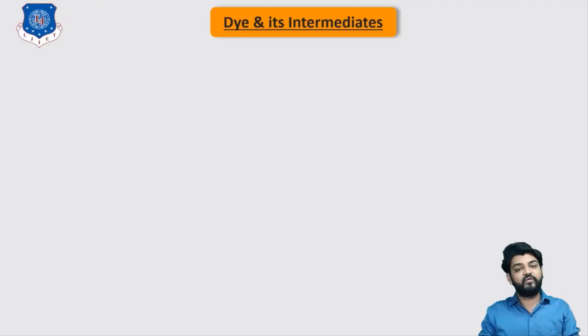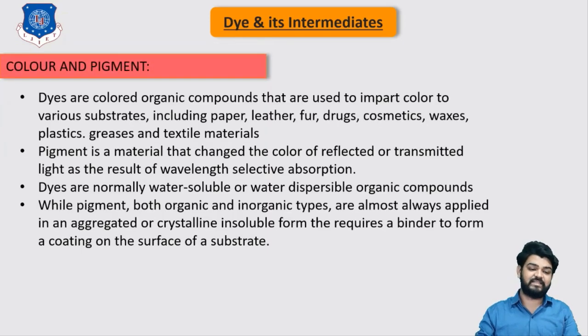Today's session, we are going to start with the all new chapter of dyes and its intermediates. So, let's first understand what we mean by dyes and colors. Dyes are basically colored organic compounds that are used to impart color to various substances, right?